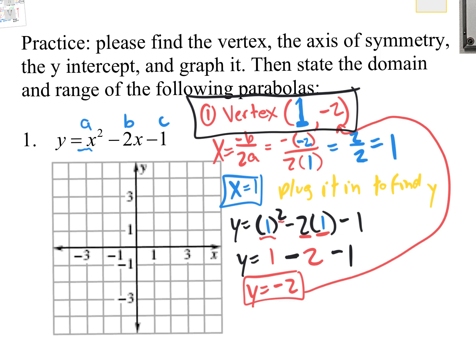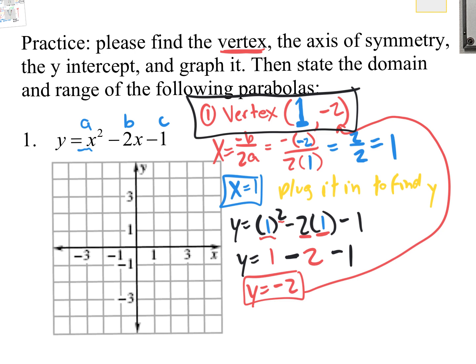That is the first thing that they want you to do. They want you to find the vertex. That's the hardest thing to do. You have to use a formula. You got to get that x value. You got to plug it in to find the y. Now that you know your x and your y, you finally know that most important point. You see, the vertex is the most important point because it's the highest or lowest point of your parabola.